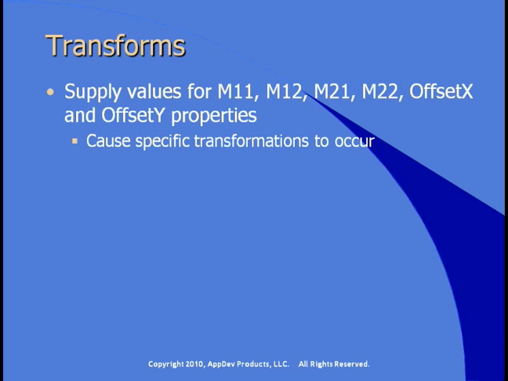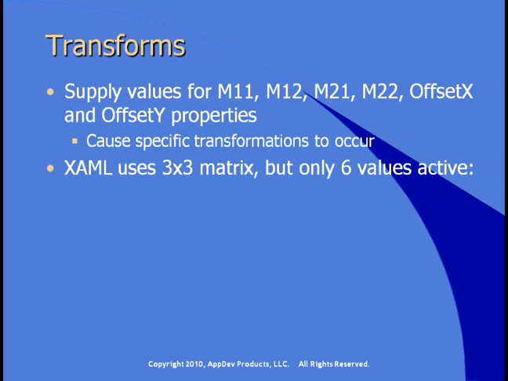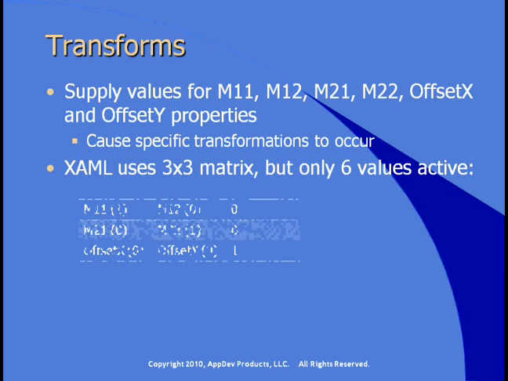And if you want complete control over it, you'll end up using this 3x3 matrix, in which only 6 values are active. And the matrix looks like this. It's a 3x3 table of values. In the first row and column, you get a value for M11. The first row, second column, you get a value for M12, and so on. The values in the third column aren't used, but they make up part of this matrix, which is 3x3.